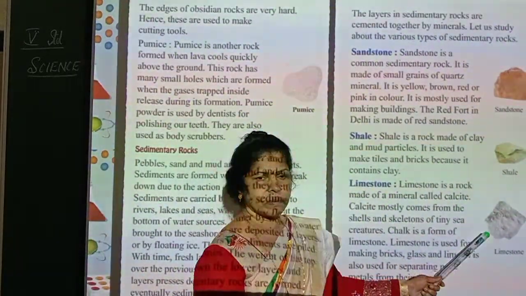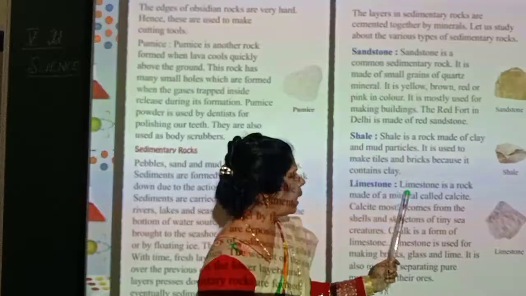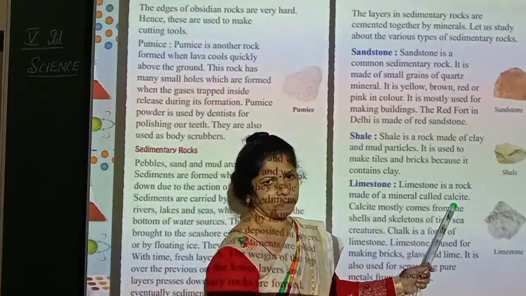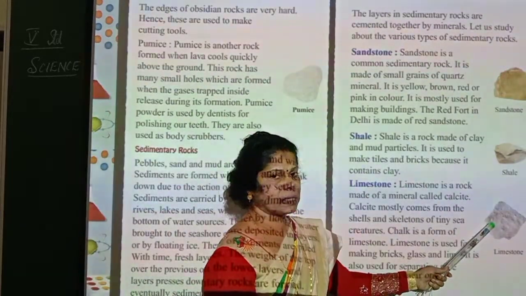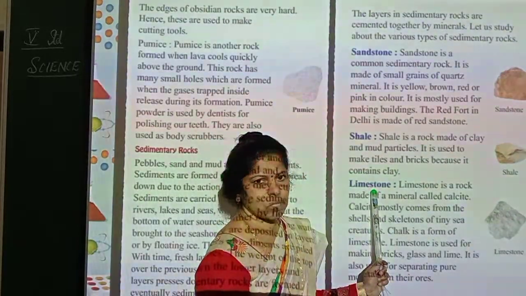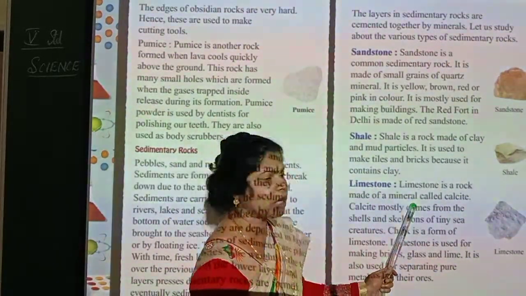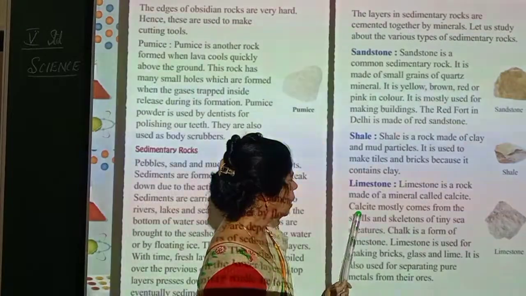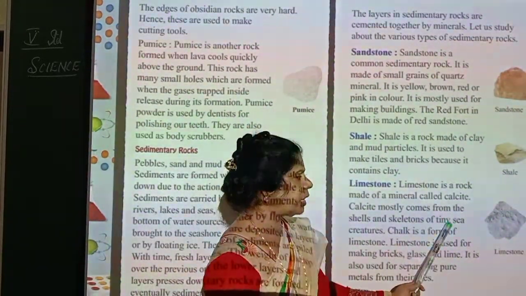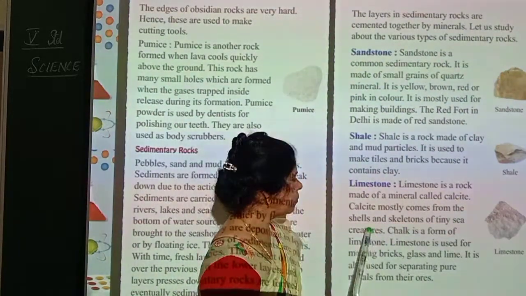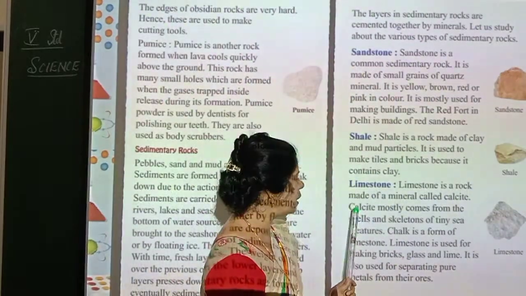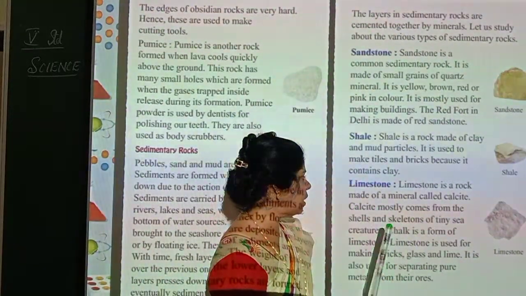Coming to limestone, sunnakallu. So limestone is a rock made of a mineral called calcite. So what is more present there? It is the presence of calcite that forms the limestone. Okay, limestone is a rock made of a mineral called calcite. Calcite mostly comes from the shells and skeletons of tiny sea creatures. So how do you get that calcite? Calcium is rich in seafood, they say, isn't it? So this calcite mostly comes from the shells.